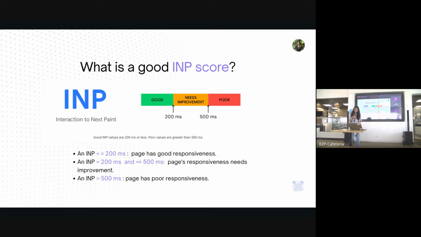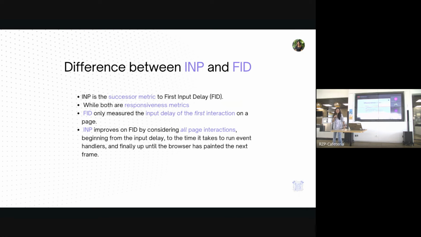A good INP score is less than or equal to 200 milliseconds. You would need improvement if the INP score turns out to be more than 200 and up to 500 milliseconds. And if it is more than 500 milliseconds, sorry, boss, you'll have to work a lot on the speed.